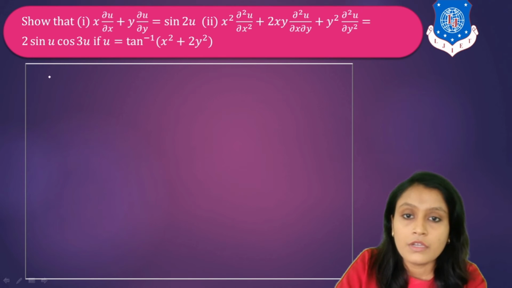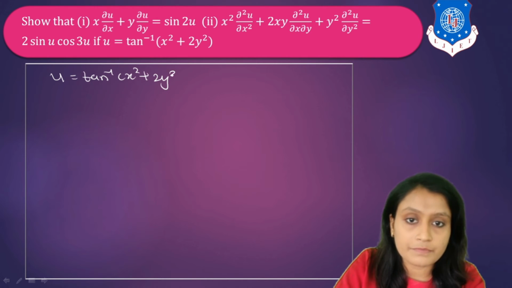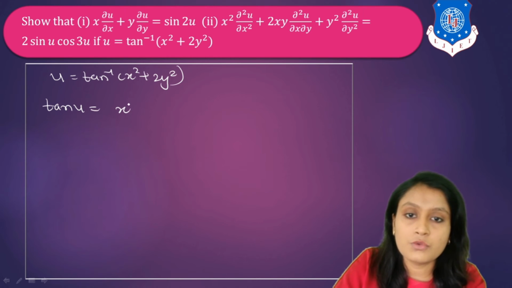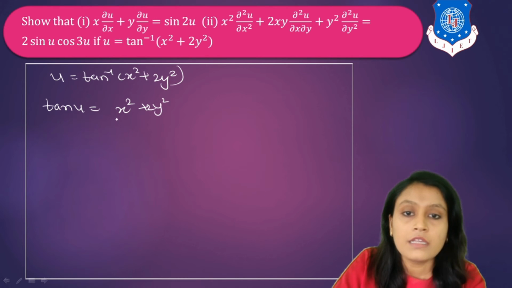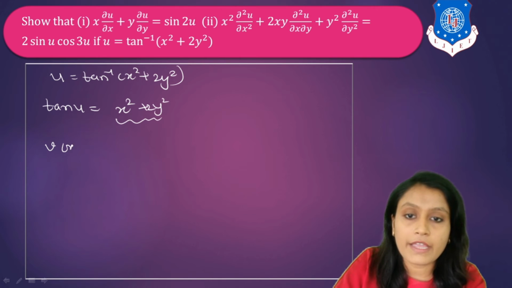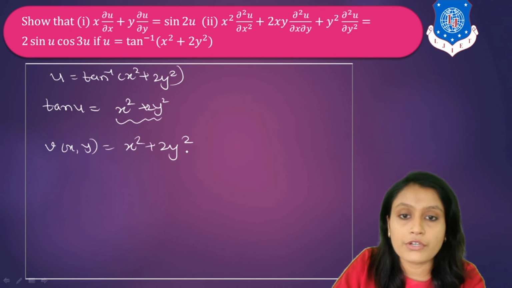Okay, now here u is equal to tan inverse of x square plus 2y square is given. So bring this tan inverse over here. So you will get tan u is equal to x square plus 2y square. Right? Now we will check whether this function, that is v of x comma y, that is x square plus 2y square, is homogeneous or not.